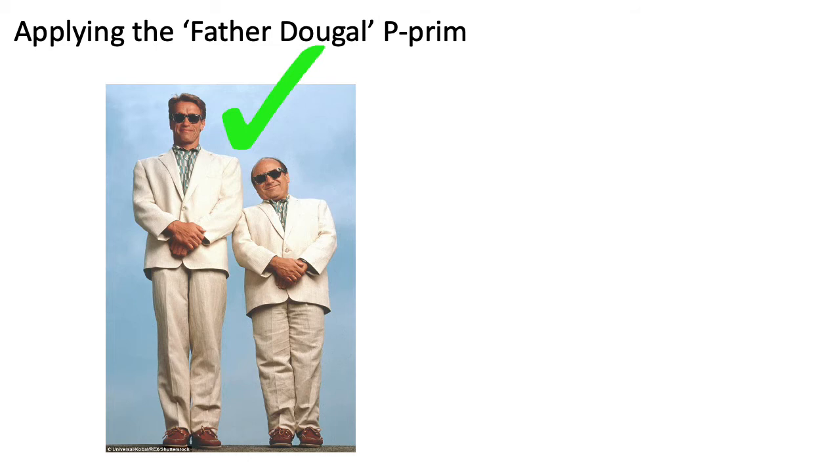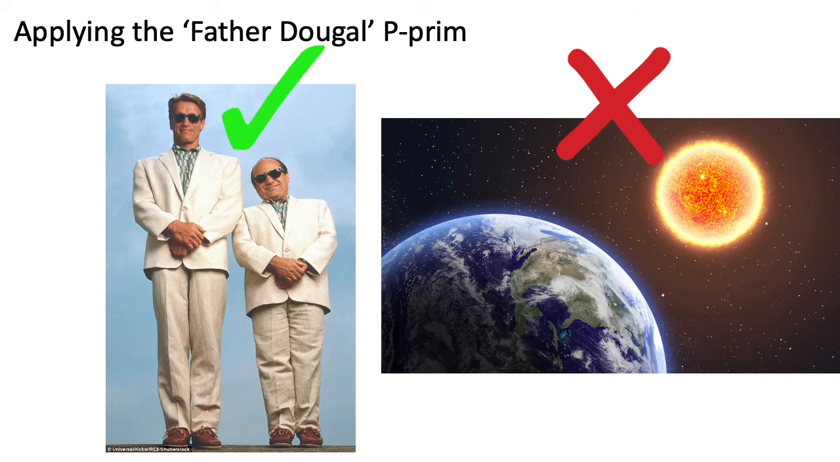So when we apply the Father Dougal p-prim to this photo of Arnold Schwarzenegger and Danny DeVito, we can conclude correctly, using the p-prim, that Schwarzenegger is actually taller than DeVito. However, if we apply it to the wrong context, so the Earth looks much larger than the Sun from our perspective generally, but the Sun is still larger than the Earth in reality, so we're misapplying the p-prim if we apply it to the Earth and the Sun.